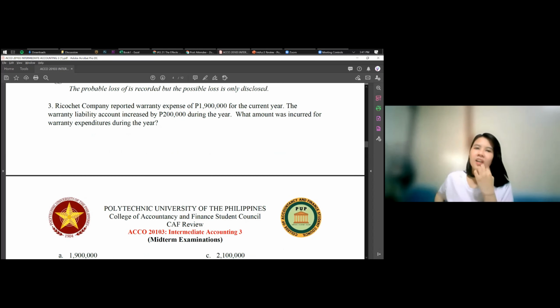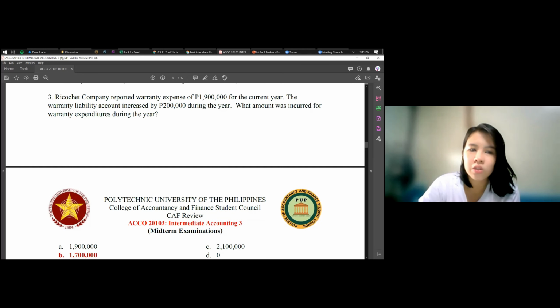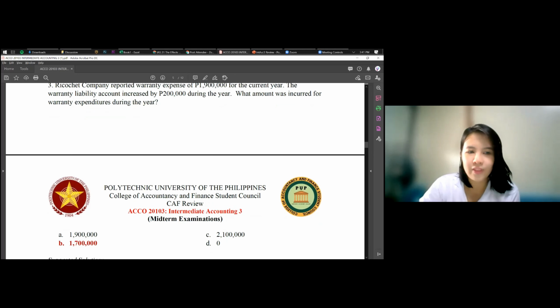So I think this is a really basic question kasi binigay niya na kung ano yung movement throughout the year, and that is 200,000. So what you just had to do is to deduct that from 1.9 million kasi nag-increase siya, di ba? If nag-decrease siya, then you might have to add. So it's just 1.9 million minus 200,000. So ang na-incur niya warranty expenditures during the year ay 1.7 million. Okay?